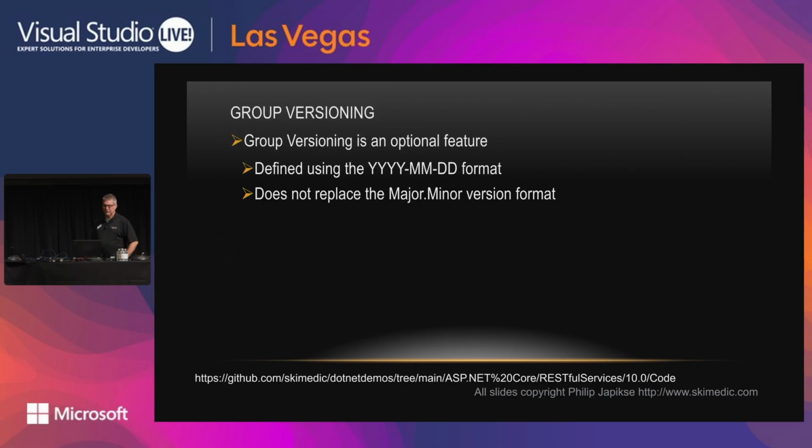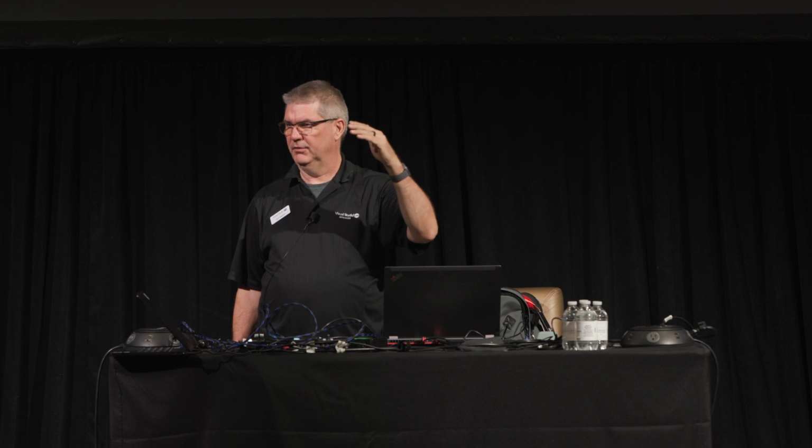Group versioning is an optional feature. Again, using a date format. Doesn't replace the major minor version. So what happens is you have this group, and below that you have version 1, version 1.1, version 2, version 3. Then you have another group with a version 1 and a version 1.1 and a version 2 and a version 3. To me, that's confusing, right? Because if I'm talking about version 1, which version 1 am I talking about? And I want my code to be very easily read by others.